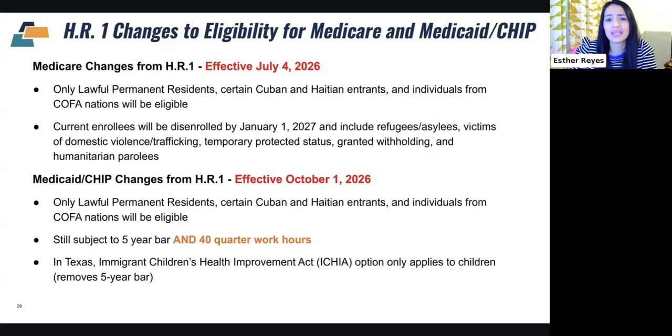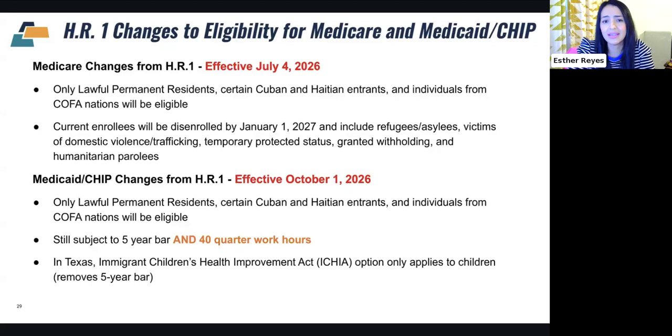So as you can see on the screen, effective this past July, only lawful permanent residents, Cuban and Haitian entrants and individuals from COFA nations will be eligible for Medicare, and current enrollees in Medicare will be disenrolled by January 1st of 2027. And this includes refugees and asylees, victims of domestic violence and trafficking, and other statuses, and you'll see those listed in a minute.